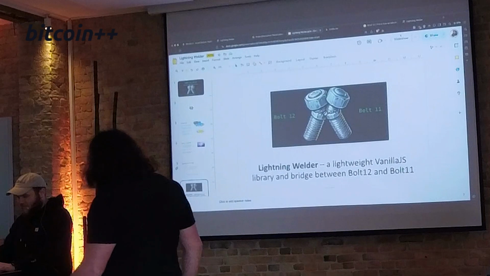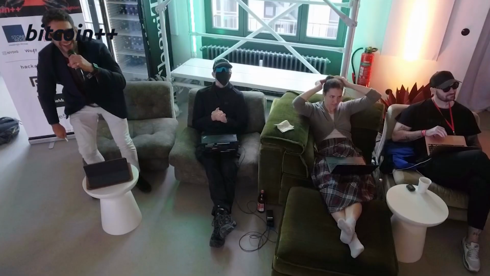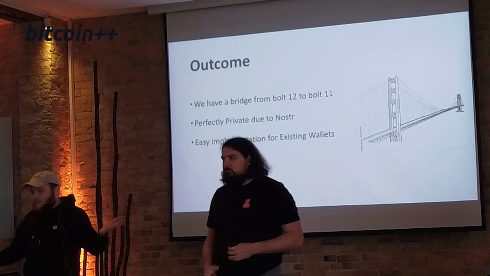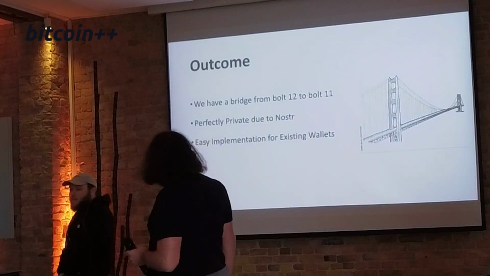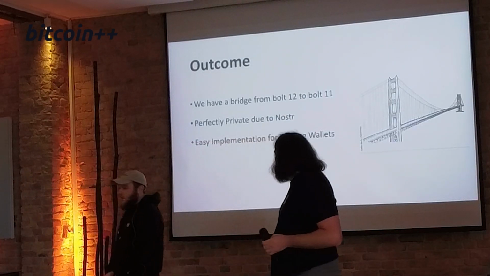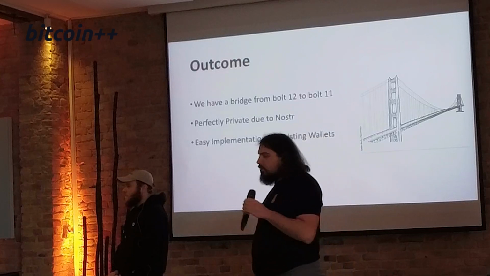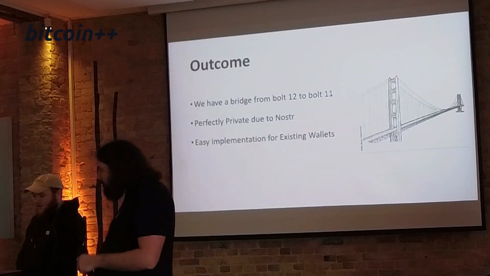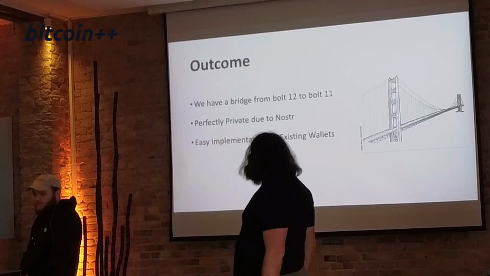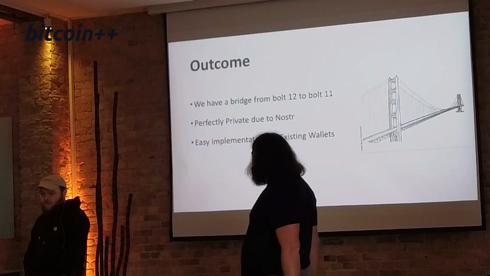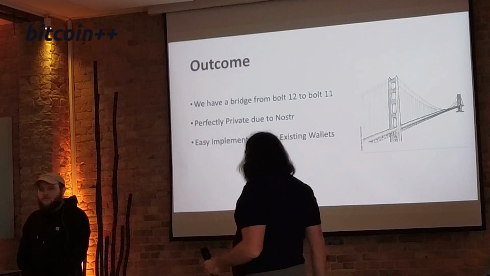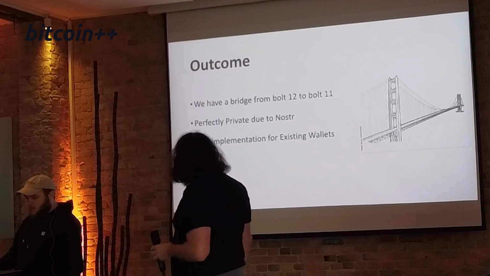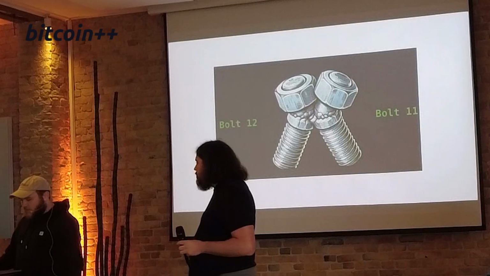Let's do it. Fantastic. So that was the demo. Amazing. Try this out. This is live. Go to tinyurl.com/lnweld. The outcome is we have a perfect bridge between Bolt 12 and Bolt 11. It is perfectly private due to Nostr. The server doesn't even learn your IP address, folks. We are talking perfect privacy. And it uses ephemeral keys, so there is zero traceability between usages. And we have an easy, dead simple implementation for Lightning or for any existing wallet. So tomorrow you will wake up and have all of these features.